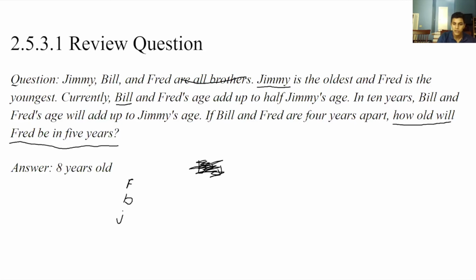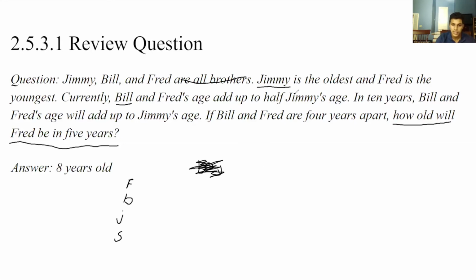If Bill and Fred are 4 years apart, so if we know what the sum of their age is, we can use this last piece of information just to solve for each of their individual ages. So it might make it easier if we create a variable for the sum of Bill and Fred's age, which I'm going to call S, which stands for sum. All right, so now we have our 4 variables: Fred, Bill, Jimmy, and the sum of Bill and Fred's age. So now we need to start creating our equations.